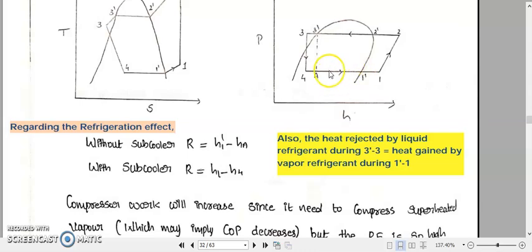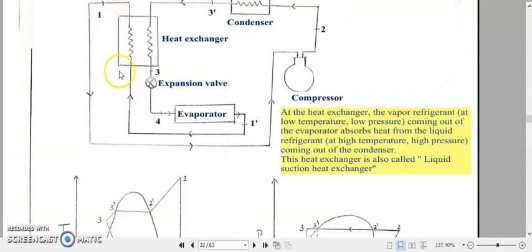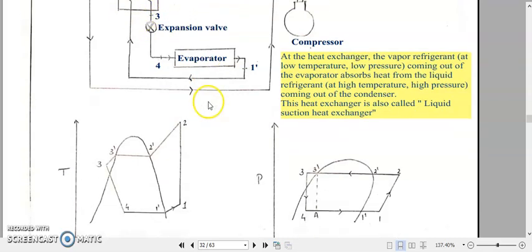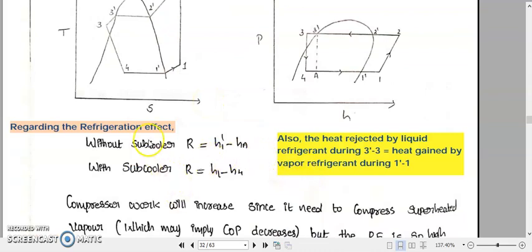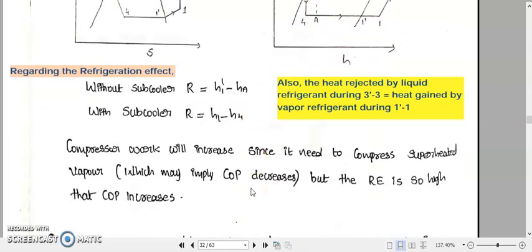But when we purposefully introduce such a heat exchanger, what would be the effect on the refrigeration effect? With a subcooler like this, the new refrigeration effect will be H1' minus H4, which is definitely of a higher value than H1 minus HA. So what would be the case? COP will be increasing. Why?